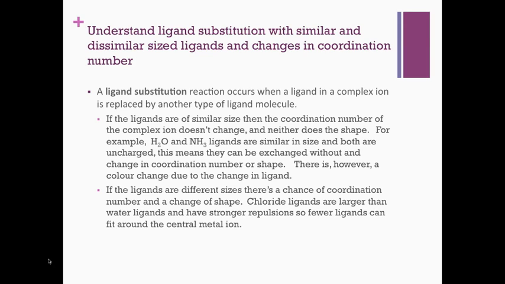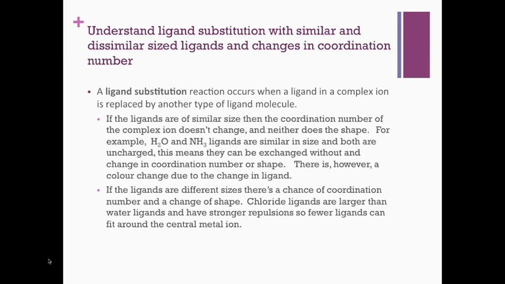If the ligands are of similar size, the coordination number of the complex ion doesn't change, and neither does the shape. For example, water and ammonia are ligands that are similar in size and are both uncharged. That means that they can be exchanged fairly simply. You do get a color change, but they can be exchanged without a change in coordination or real shape. But if ligands are different sizes, there is a chance of a change in coordination number and shape.